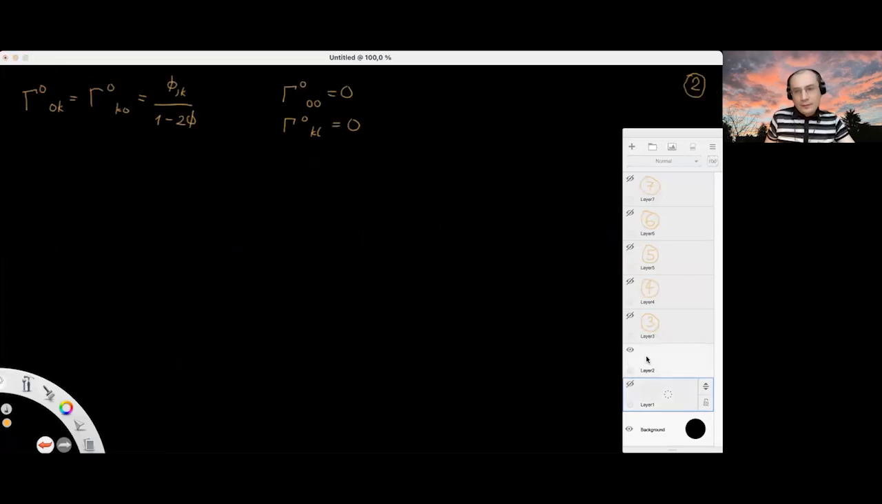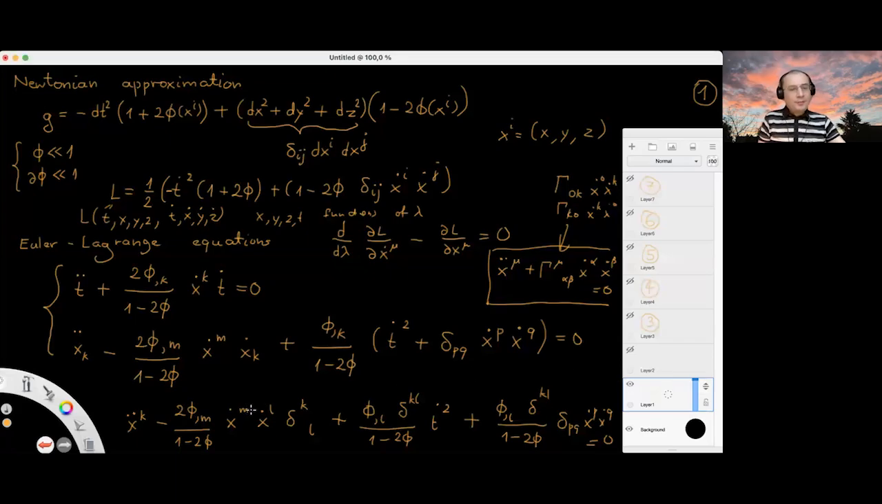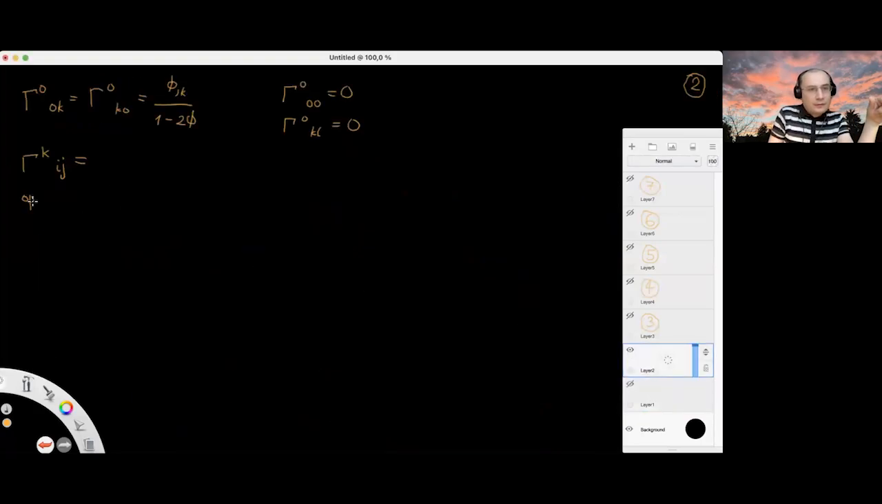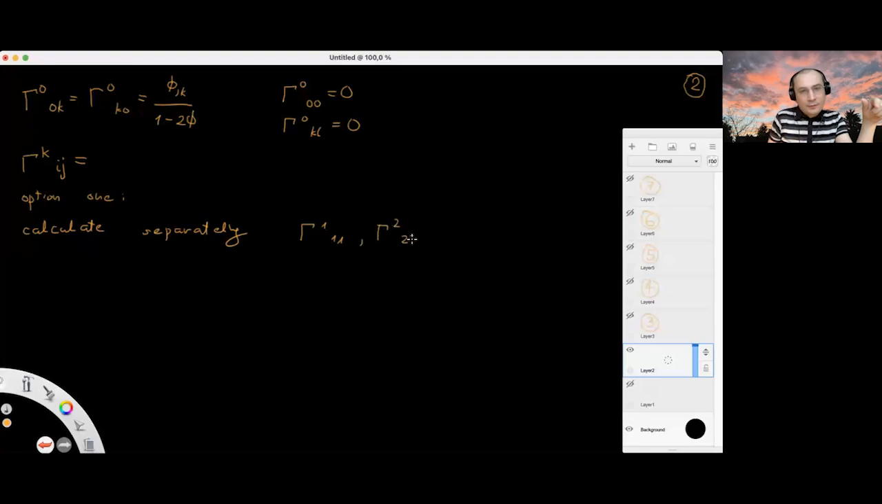And in fact, we can do it. So in principle, we could do it by first considering the situation where all three indices, the k and ij, are different, and then calculating this expression over here in this case. Then when two of them are the same, and calculating them again. So that would be option number one. Option one, calculate separately gamma, let's say 1, 1, 1, gamma 2, 2, 2.